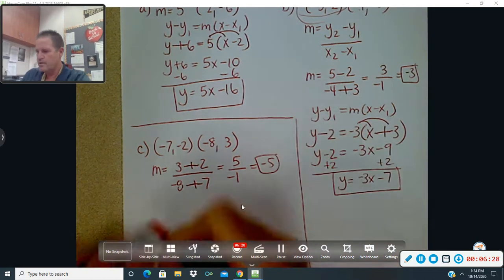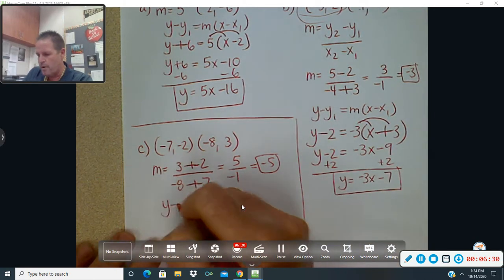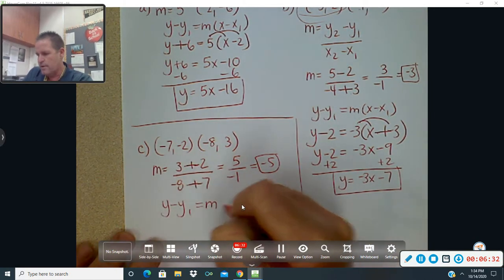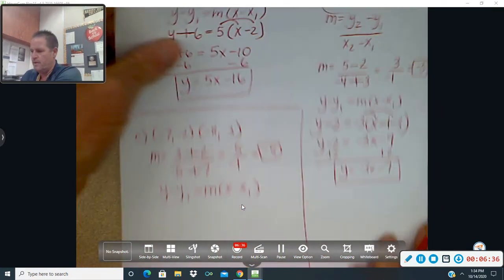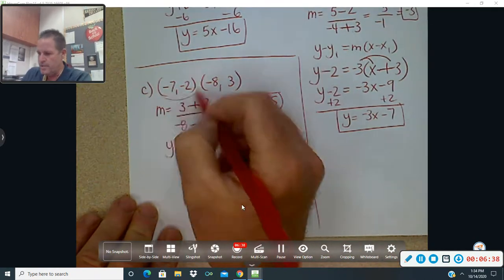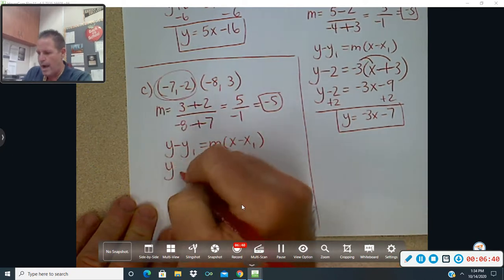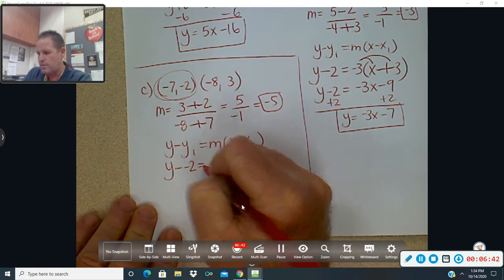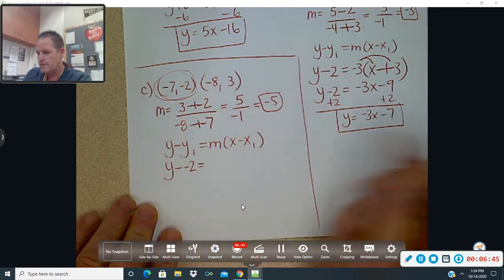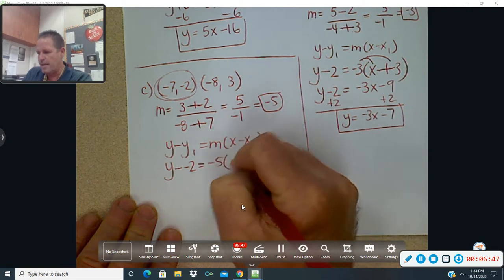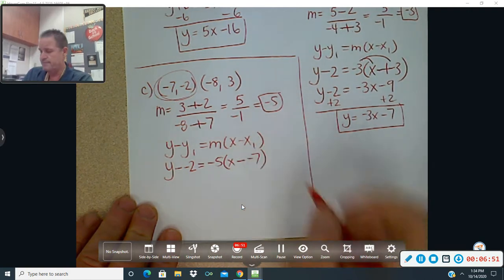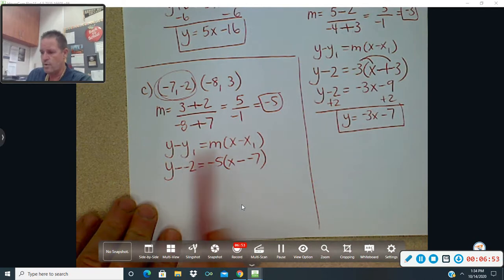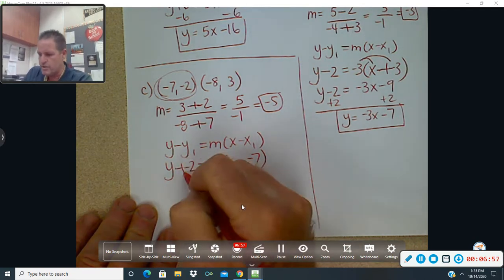All right, so now we're going to put it into point slope form. y minus y1 equals m times x minus x1. So I'm going to use this first point here, y minus negative 2, equals negative 5 times x minus negative 7. Putting in the x1 and y1 as we go. Any minus minuses turn to plus.